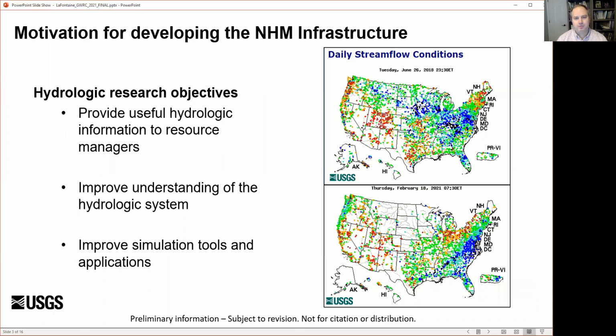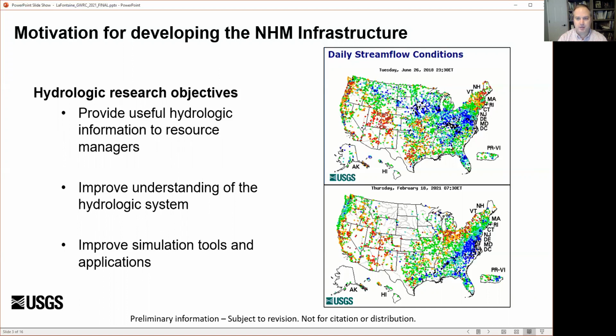So our motivation for developing the NHM infrastructure, there are some overarching research objectives in hydrology that we have as USGS scientists, providing useful hydrologic information to resource managers. We see that from USGS, folks are probably very familiar with the National Water Information System, or NWIS, going to USGS websites, looking at current or past streamflow conditions.